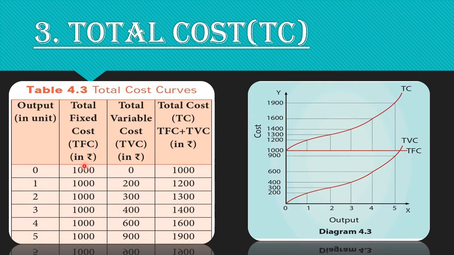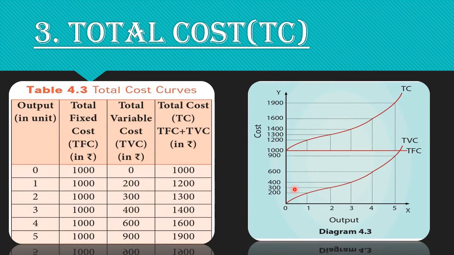So just see, when there is zero output in the production, still we have to bear the fixed cost, that is 1000, but the variable cost is zero here, but still the total cost will be 1000. In the same way, when the output is increasing, the fixed cost will remain constant, the variable cost will move accordingly, and the total cost will be the add up of total fixed cost and total variable cost.